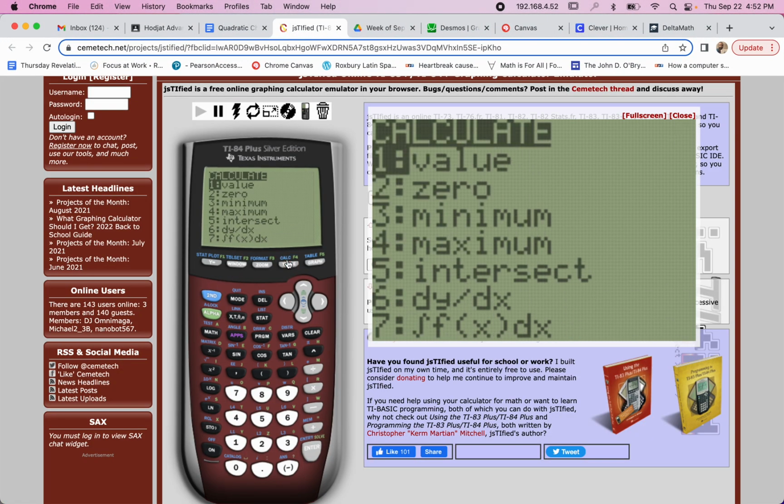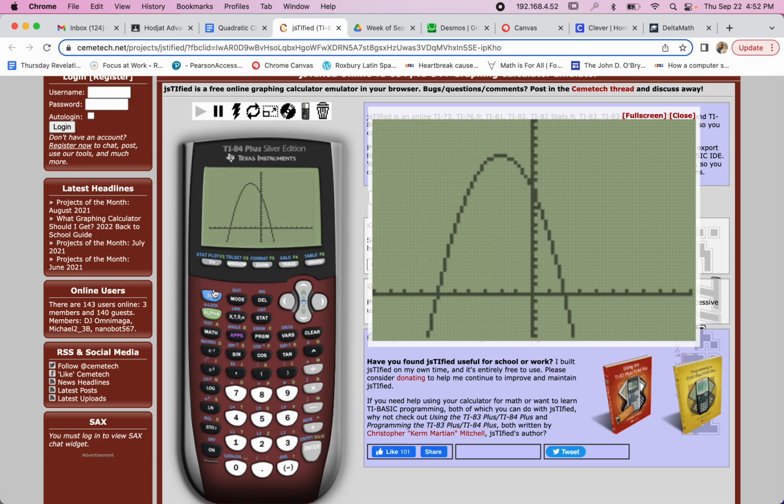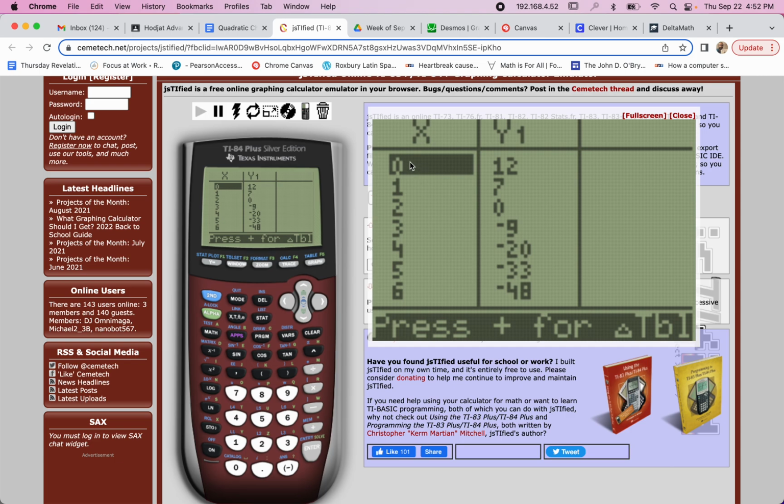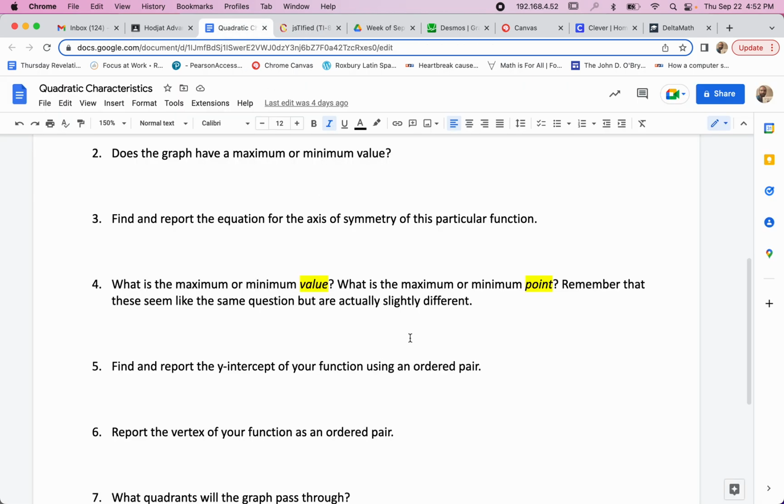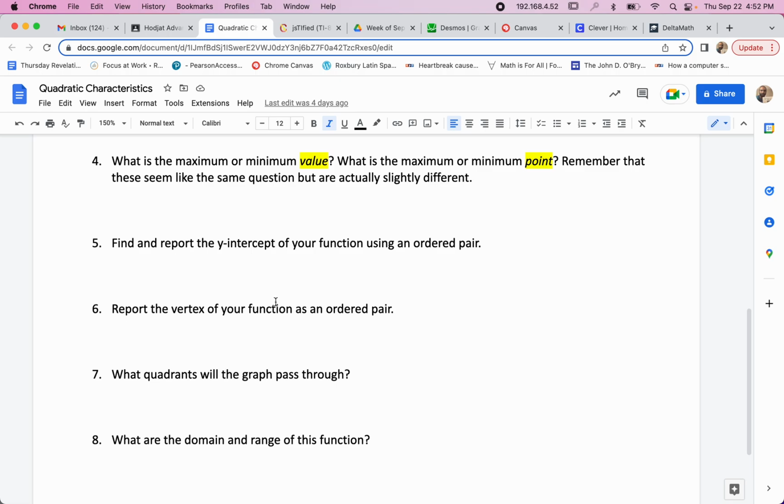Let's go to second and calculate. Or maybe not. Zeros are something different. Those are x-intercepts. Intersection is really where lines cross. But if I go to the table, press second and table, here I am at 0. Remember, when the input is 0, you're looking at a y-intercept. So the y-intercept is at 0, 12. So that confirms the answer I got earlier.